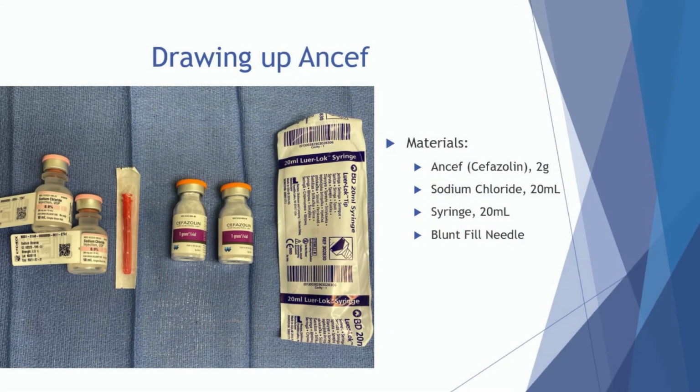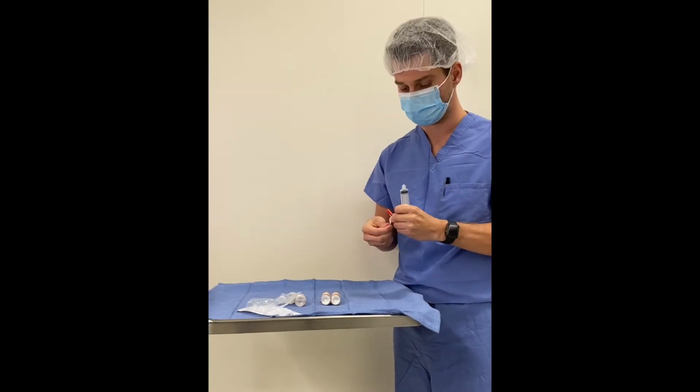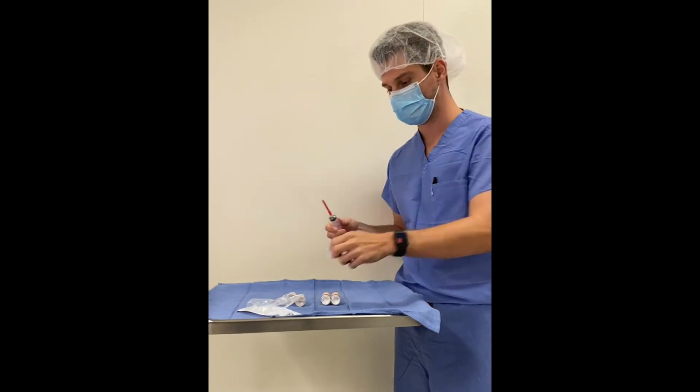Drawing up medications is obviously something we do throughout the day, and here we'll learn how. You'll need a syringe, a blunt tip needle which are red, and your medication of choice. In this example, we'll be reconstituting Ancef. Remove the syringe and needle from their packaging and twist to connect the two.